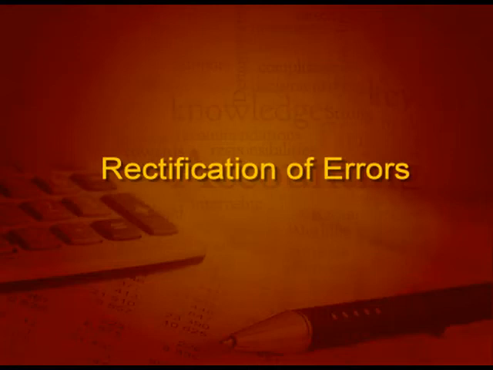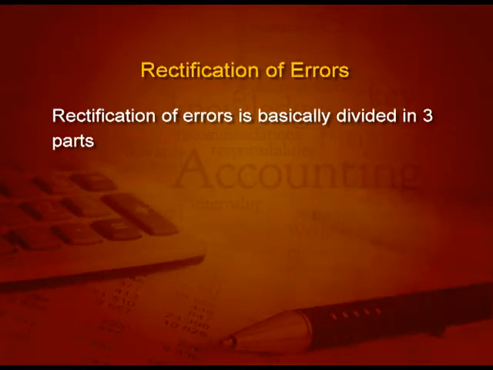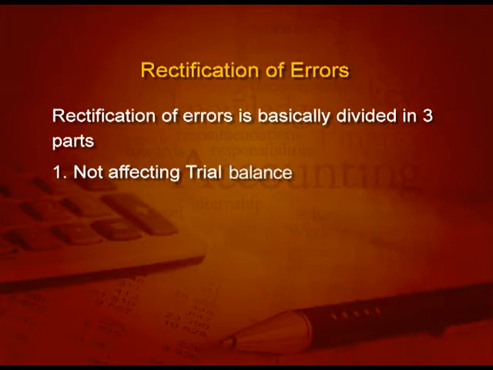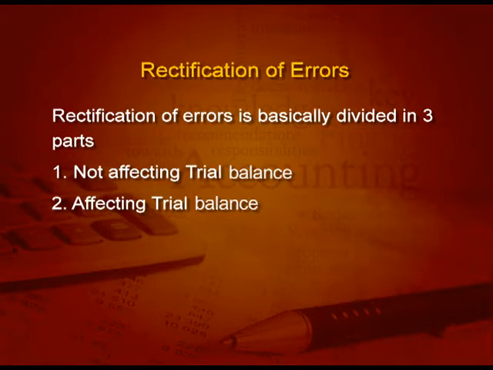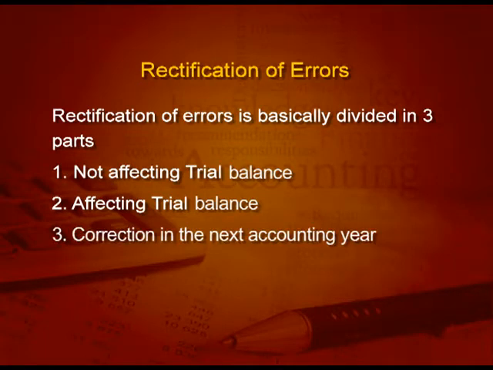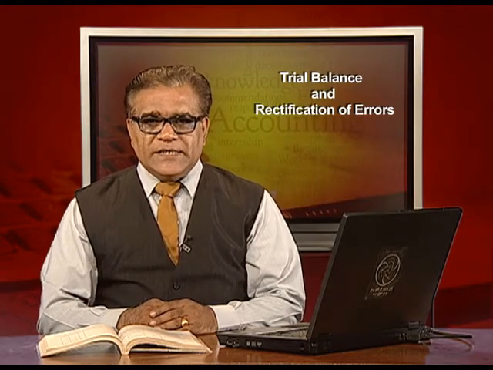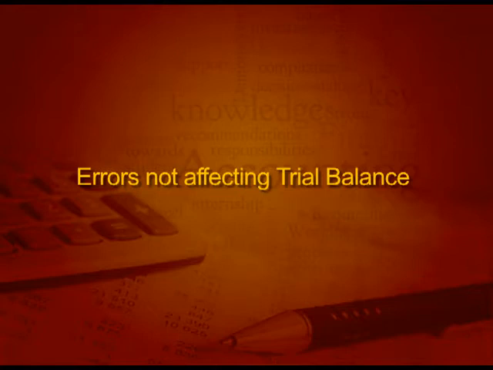The rectification of errors is basically divided into three parts. First, not affecting the trial balance. Second, affecting the trial balance. And the third one, correction in the next accounting year. Starting with the first one, that is the errors not affecting the trial balance.